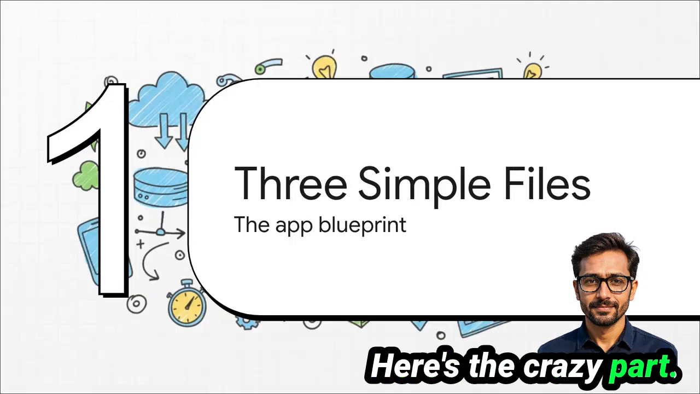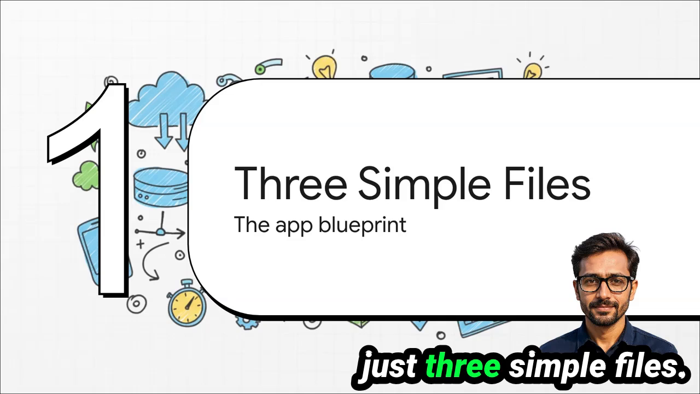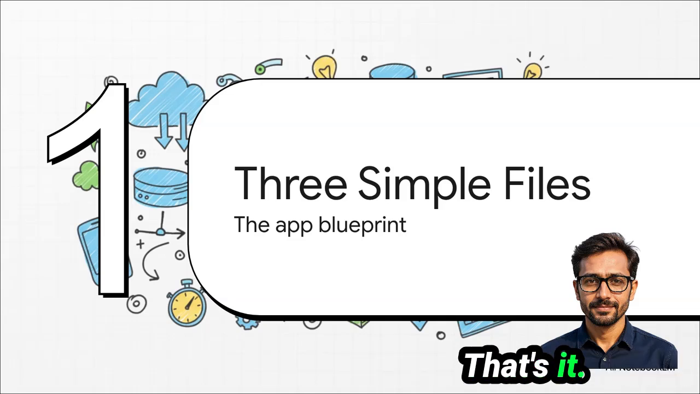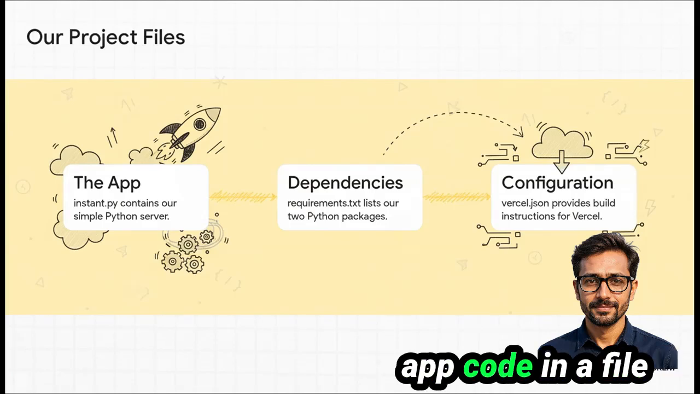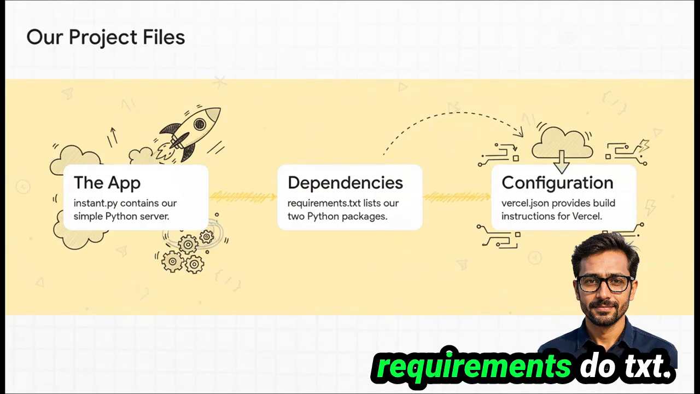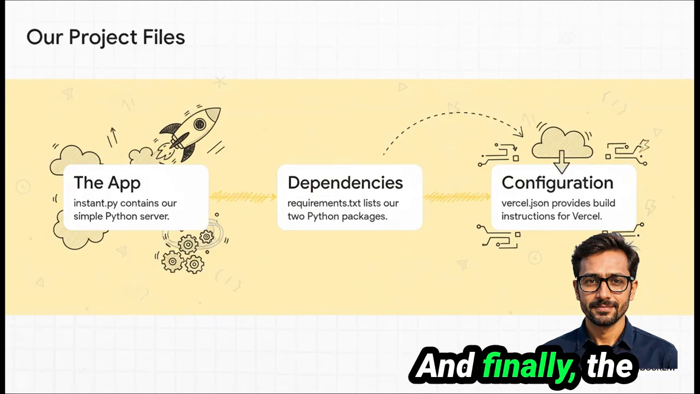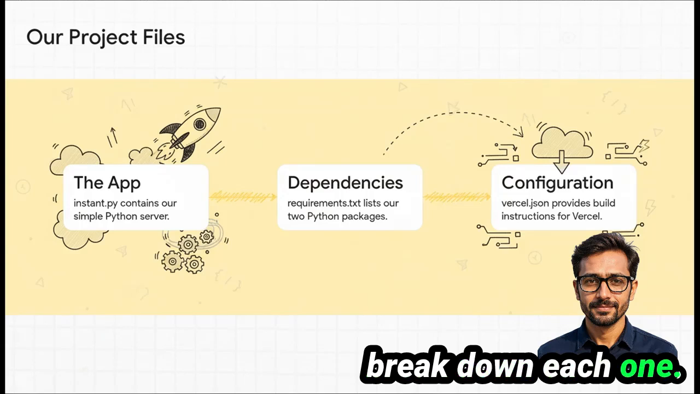And here's the crazy part. Our entire application, the whole shebang, it's all going to live in just 3 simple files. That's it. Let's take a look at what they are. So here they are. We've got our actual app code in a file called instant.py. Then we've got our dependencies in requirements.txt. And finally, the instructions for Vercel in vercel.json. Let's quickly break down each one.